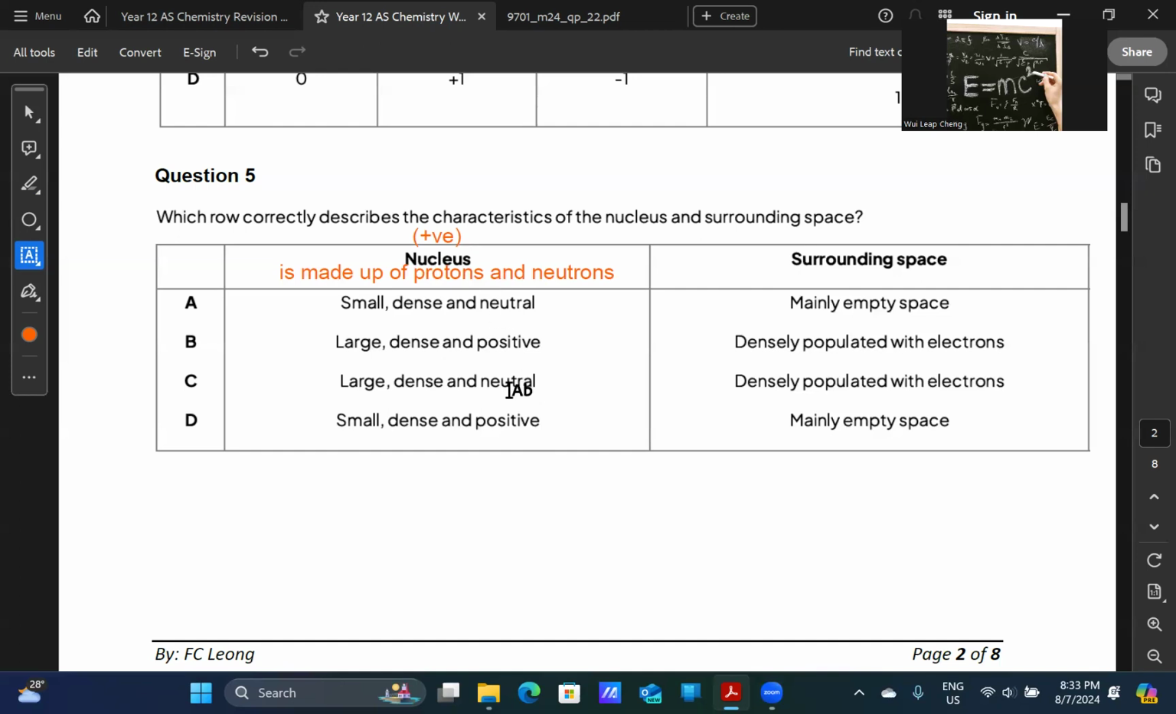Okay. Now, the difference between option B and D is either nucleus is a large nucleus or small nucleus. As you can see from the revision guide, nucleus is always small. Okay, it's a small nucleus, it's a positively charged nucleus because nucleus contains proton and neutron. The part surrounding space is mainly empty space. So the suitable answer is D.